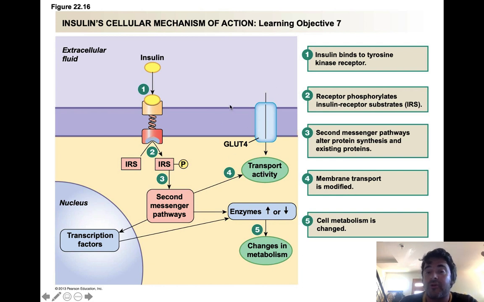Without these GLUT transporters, right, you can't move glucose into the cell, so the glucose just stays outside of the cell and builds up and builds up. You need these to lower blood glucose levels. It's the only way to get glucose into the cell.